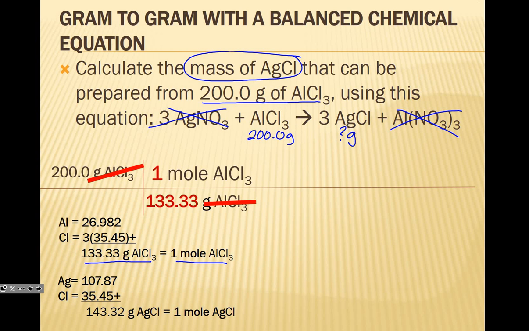Now at this point, I need to look at the coefficients, what's in front of each of these, because I want to change to silver chloride from aluminum chloride. So, I want to get rid of aluminum chloride. In front of aluminum chloride, there's a 1. We don't write the 1s, but they're there, right? As long as something's there, it has a 1. So that's 1 mole. For every 1 mole of aluminum chloride, I get 3 moles of silver chloride. Let's try that. Okay, aluminum chloride will then cancel out.